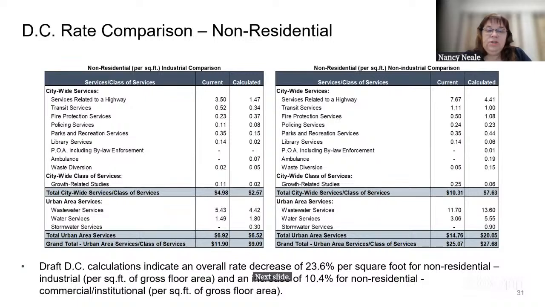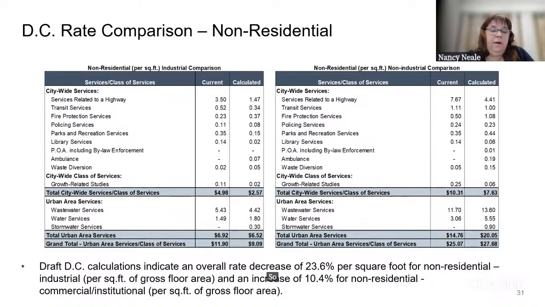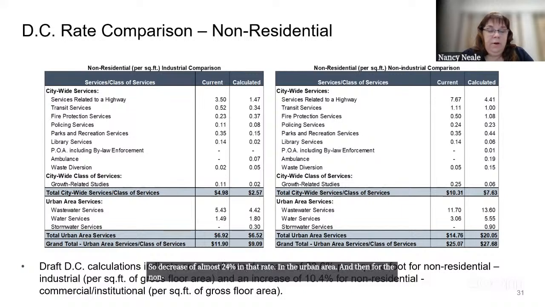On the non-residential side, depending on whether you're industrial or non-industrial, again, for the industrial, we're actually seeing a decrease in the charge from the current rate of $11.90 per square foot down to that $9.09 per square foot. So decrease of almost 24% in that rate in the urban area. And then for the non-industrial, about a 10% increase in the charge from the $25.07 per square foot to the $27.68 per square foot. Next slide.